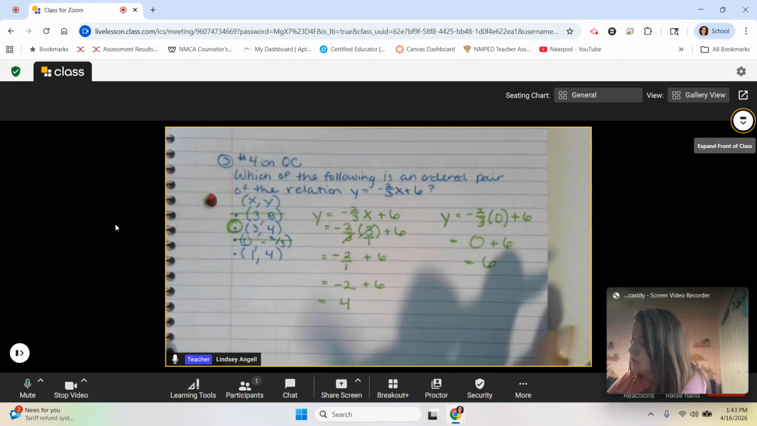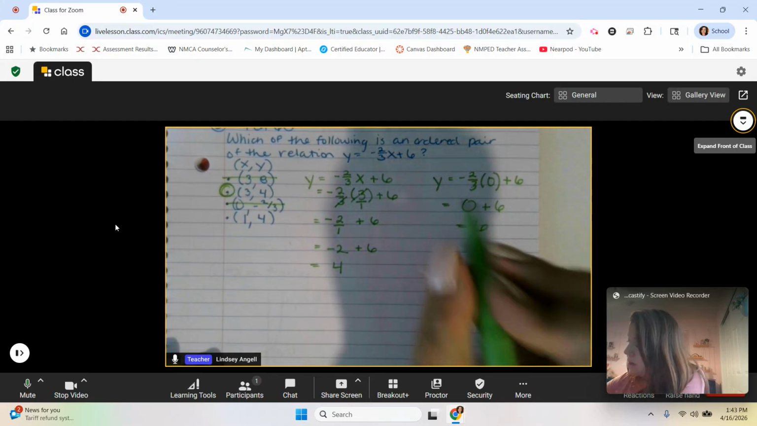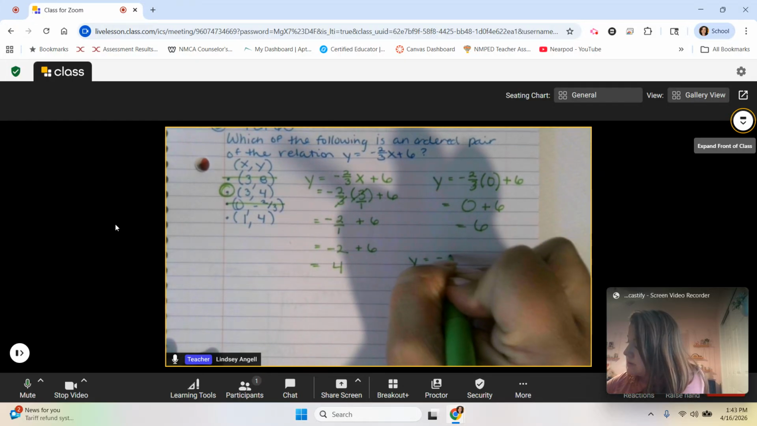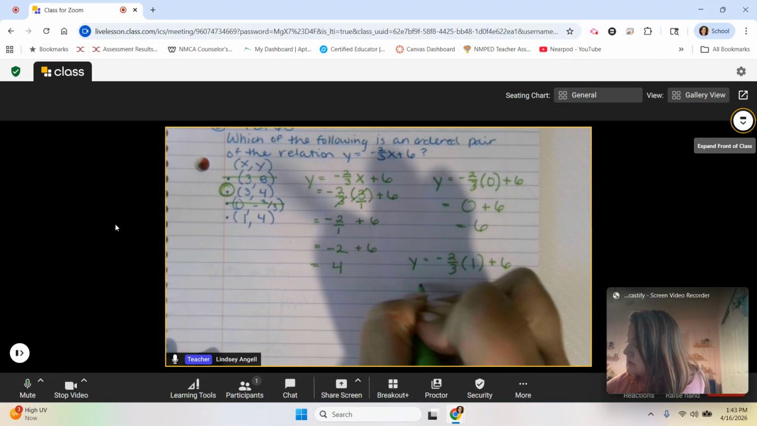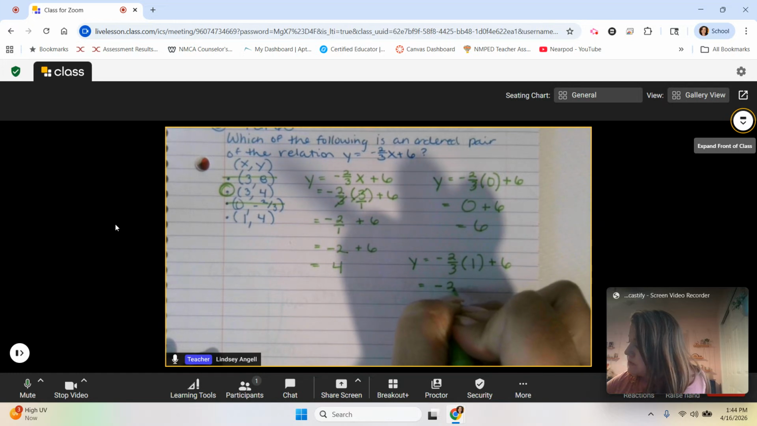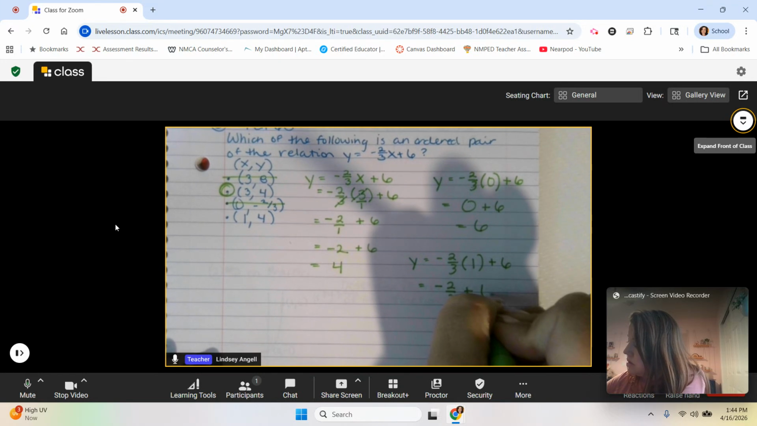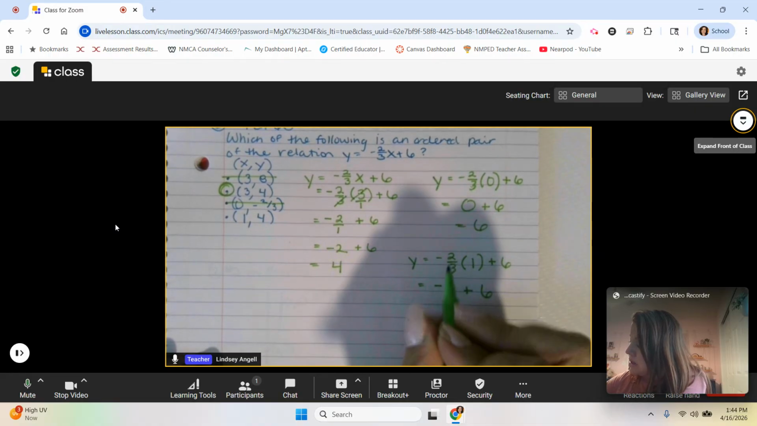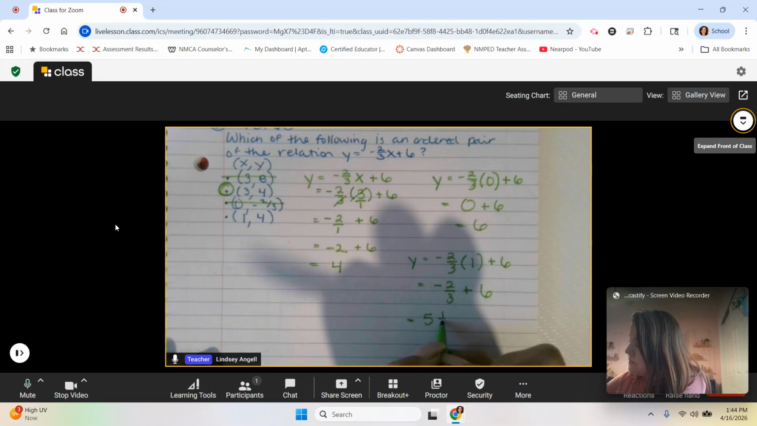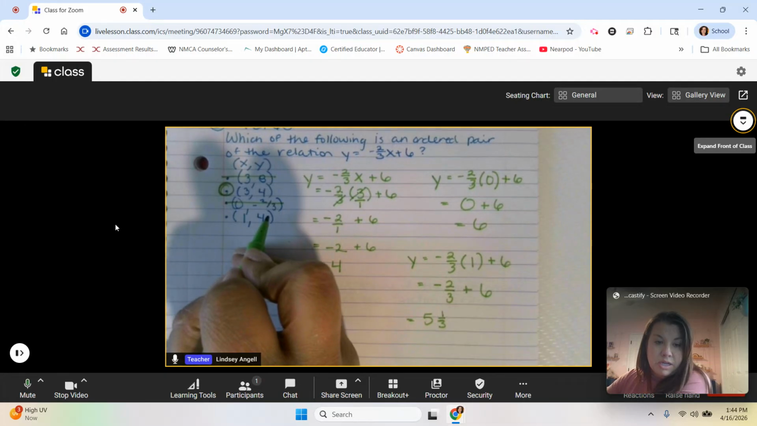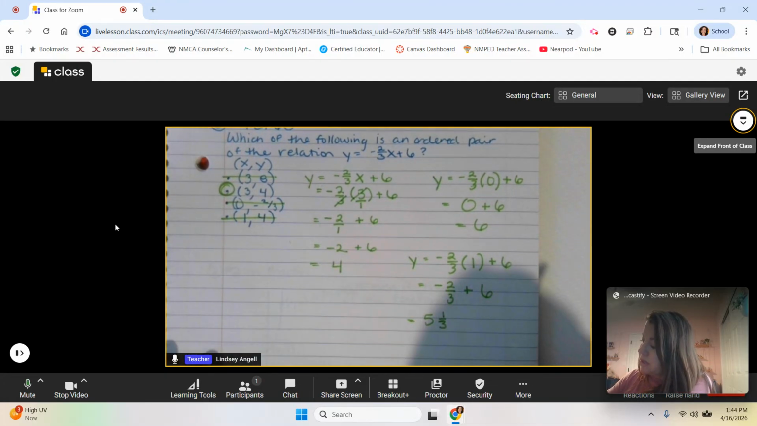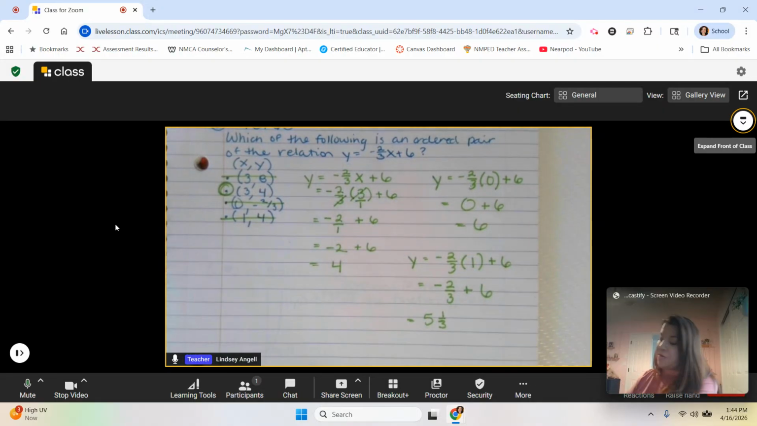This one didn't work. Let's try plugging a 1 in. y equals negative 2/3 times 1 plus 6. Anything times 1 is itself, so this would be negative 2/3 plus 6. That would be 5 and 1/3. I definitely didn't get the number 4, so that one doesn't work either. So in this case, that would be your final answer.